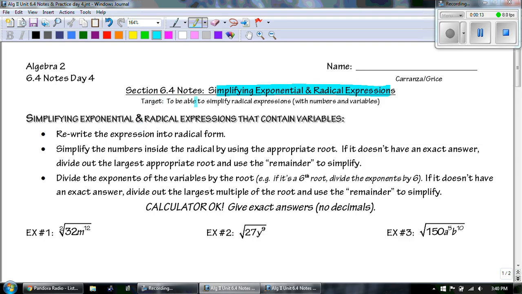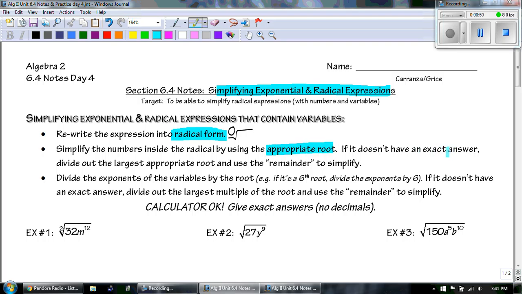Our learning target today is to be able to simplify radical expressions with numbers and variables. So, simplifying exponential and radical expressions that contain variables. The first thing that we're going to do is to rewrite the expression into radical form, okay, with the little square root, but it's not going to be the square root because there could be another number out here. So whatever it is, it's just using the radical, okay? We're going to simplify the numbers inside the radical by using the appropriate root.